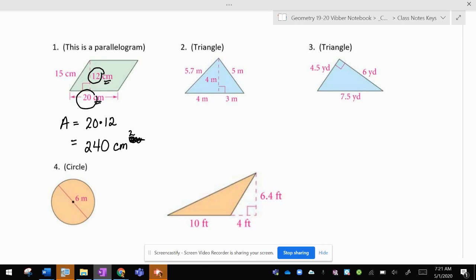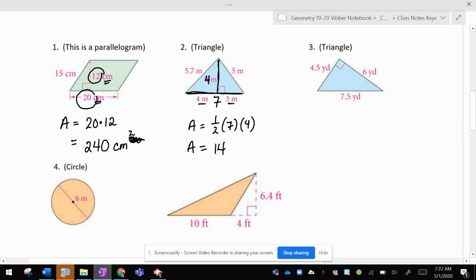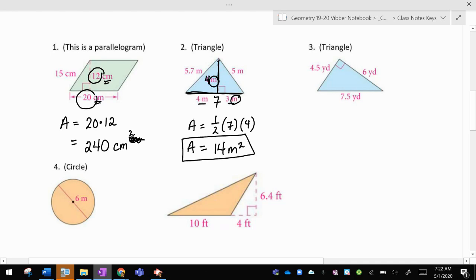Now let's talk about this triangle. Whew, this triangle's a little crazy. If I need base times height, the base would be this length right here. That's going to be a grand total of 7. And my height is this distance right here, which is 4. So the area of that triangle is 1/2 base times height. So 7 times 4 is 28. Half of that is 14. So my area would be 14. And my units are meters times meters, which is square meters.